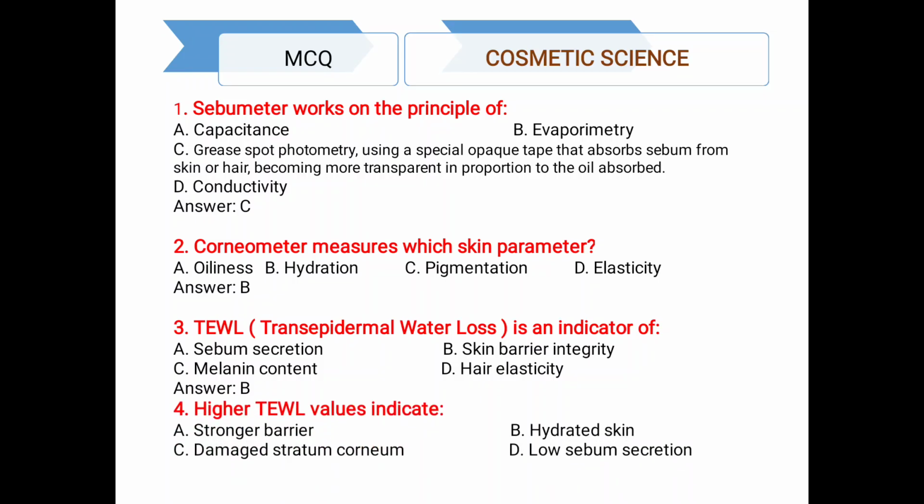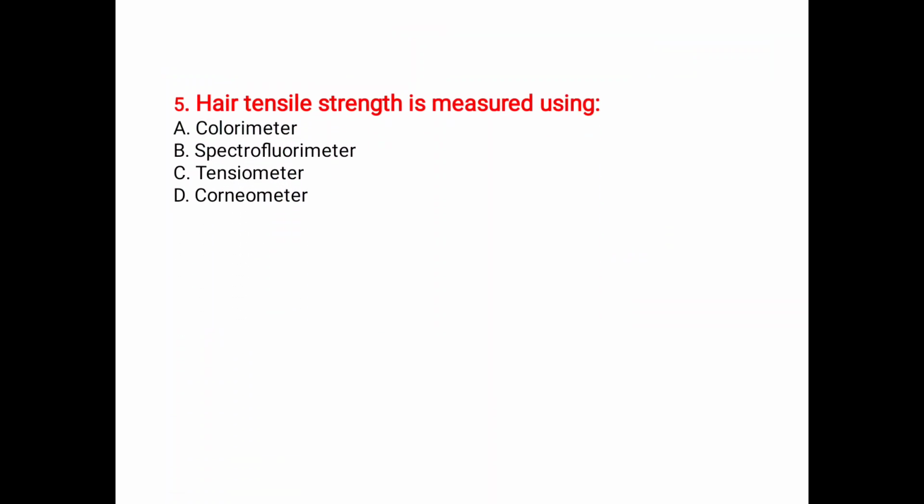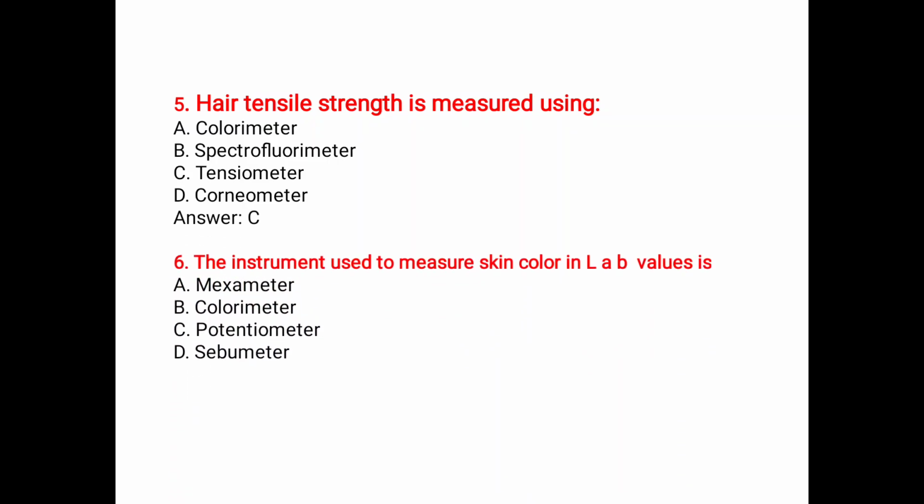Higher TEWL value indicates A, stronger barrier, B, hydrated skin, C, damaged stratum corneum, and D, low sebum secretion. So damaged stratum corneum is indicated by a higher TEWL value. Next, hair tensile strength is measured using A, colorimeter, B, spectropolarimeter, C, tensiometer, and D, corneometer. C, tensiometer.